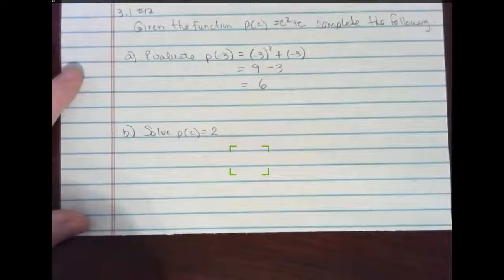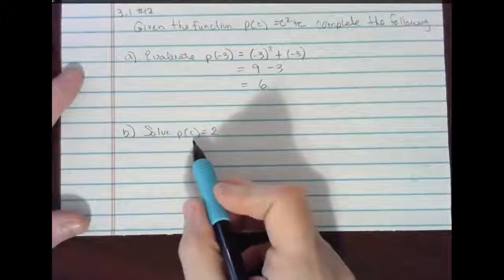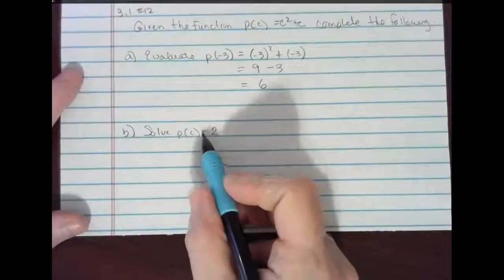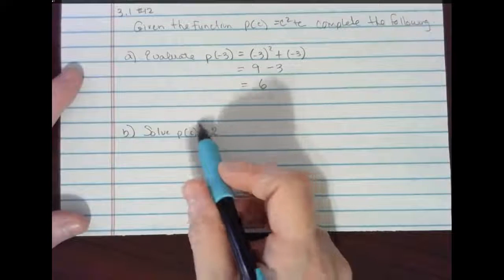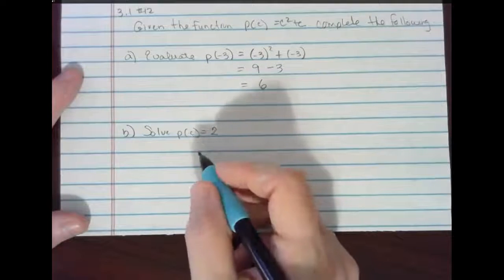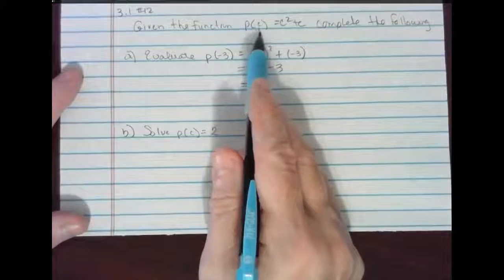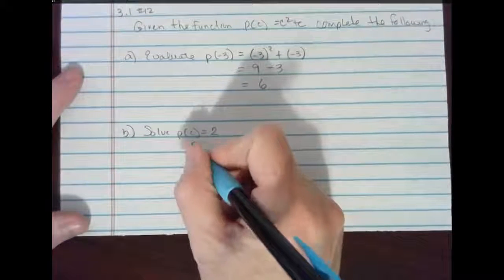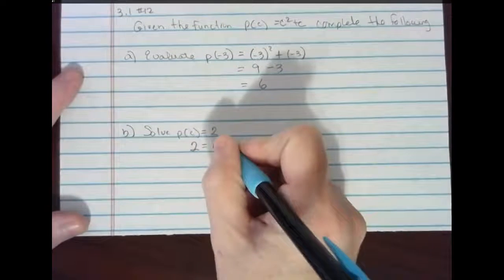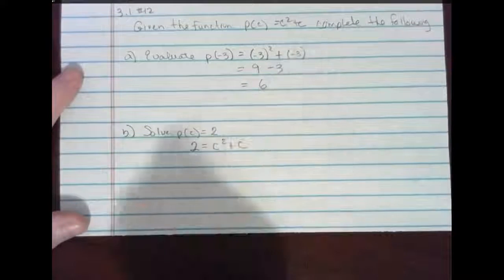Let's see if I can get this to come in here a little better. There we go. P of c equals 2. This time this whole thing equals 2. So that means my p of c will be 2. So it's going to be 2 equals c squared plus c.